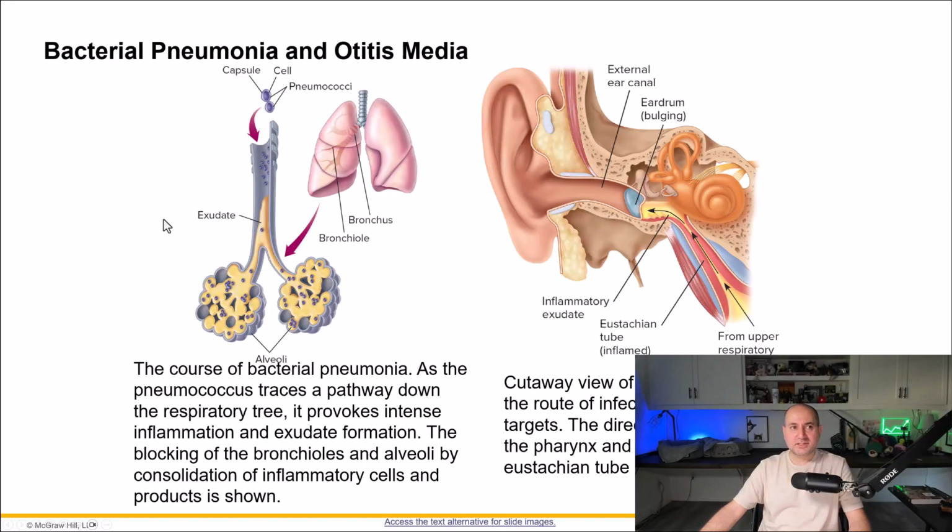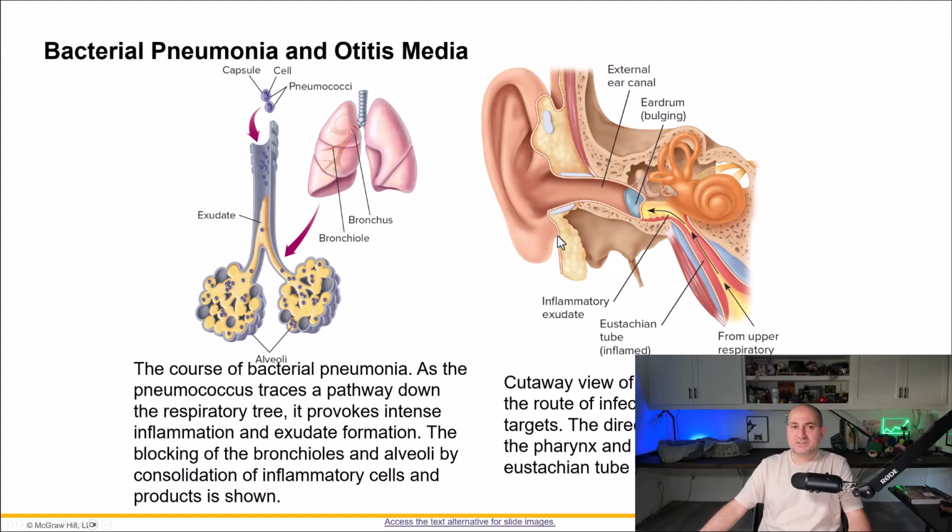Here you can see the bacterial pneumonia at work, Streptococcus pneumoniae in the lungs. As the pneumococcus traces a pathway down the respiratory tree, down your trachea, the bronchus, and the bronchiole, it provokes intense inflammation and exudate formation. Exudate is fluid that leaks out of blood vessels. The blocking of the bronchioles and alveoli, these little sacs at the ends of our bronchioles responsible for gas exchange, oxygen and CO2 exchange, well, they become inflamed and full of fluid.